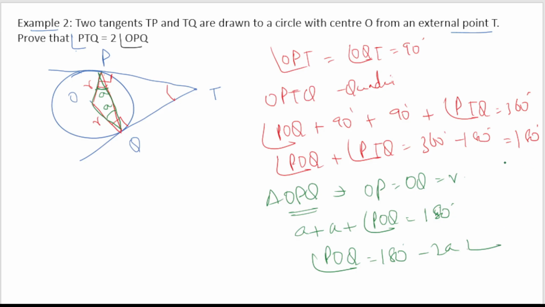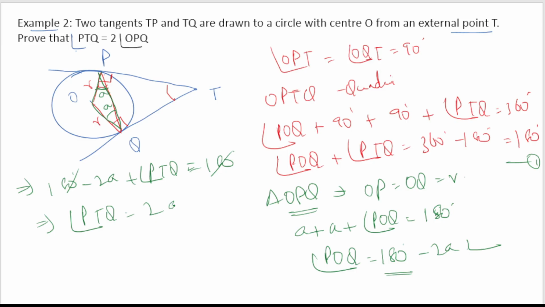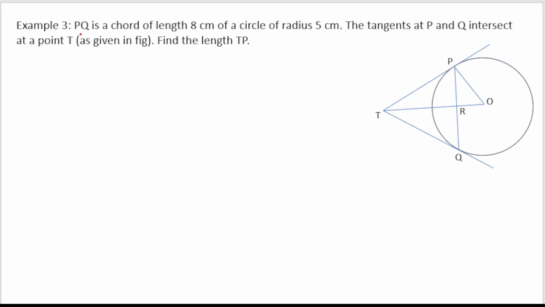We will substitute this equation in the first one. Angle POQ is 180 minus 2A. So 180 degrees minus 2A plus angle PTQ is equal to 180 degrees. Here 180 and 180 will cancel. We'll get angle PTQ is equal to 2A. Here A is angle OPQ. So it is 2 times angle OPQ. This is what was asked. We have proved it.